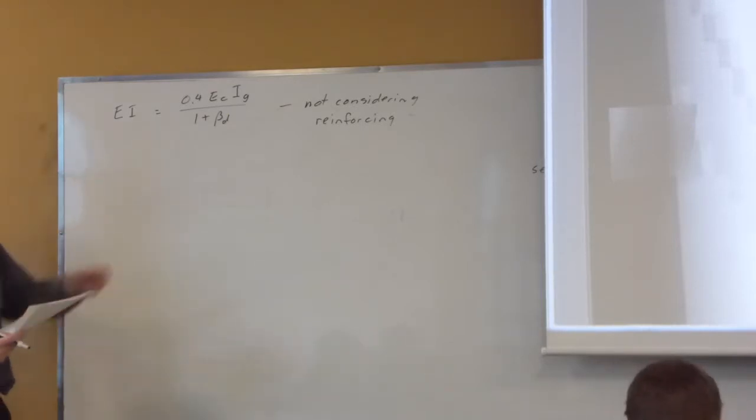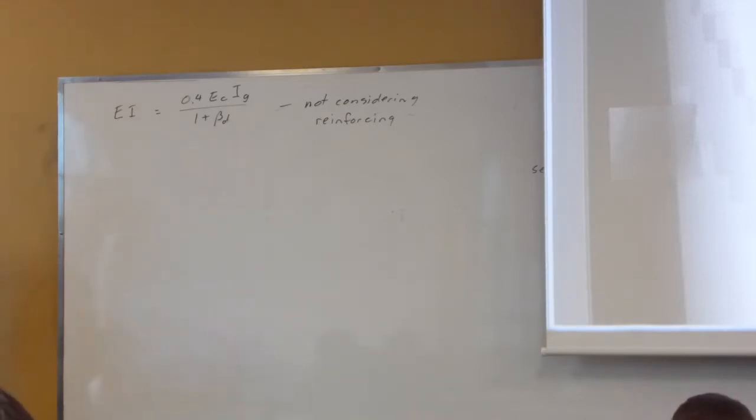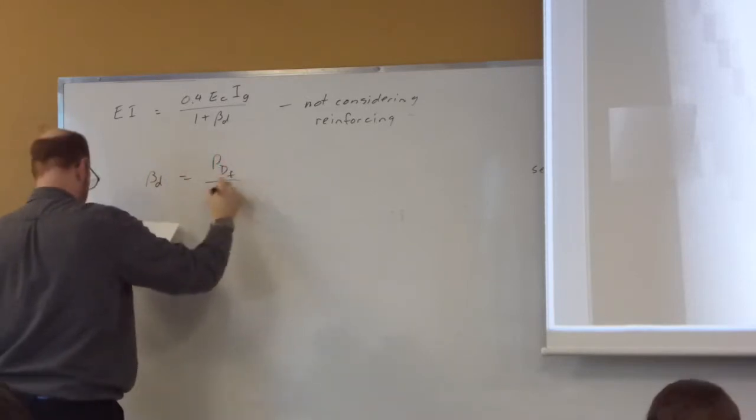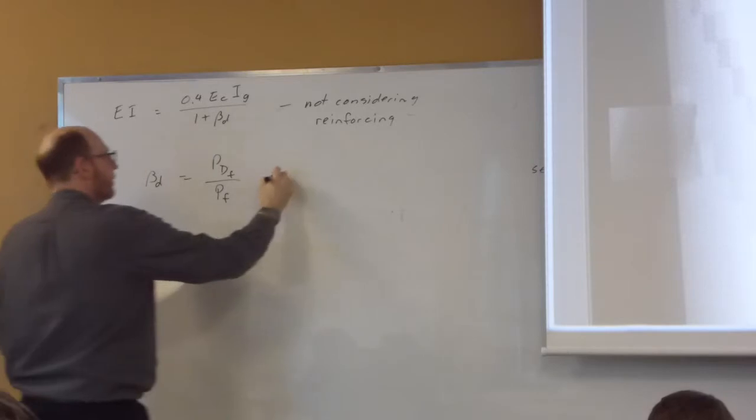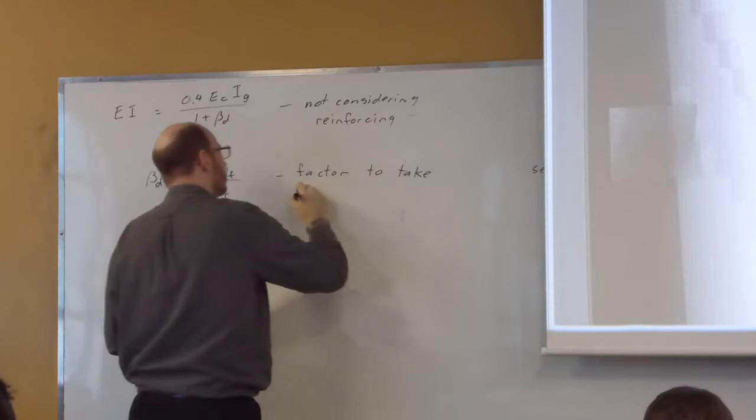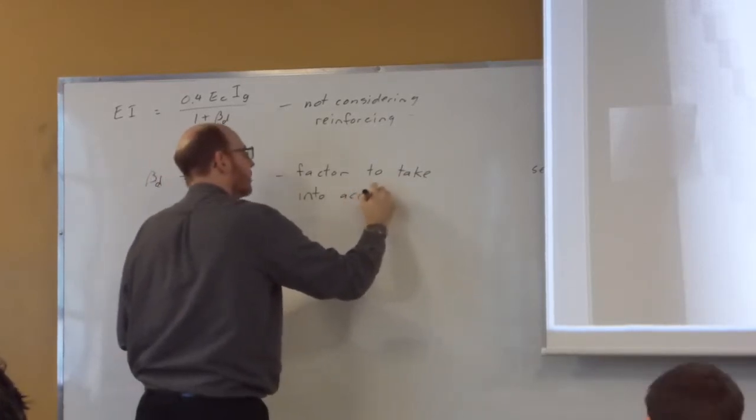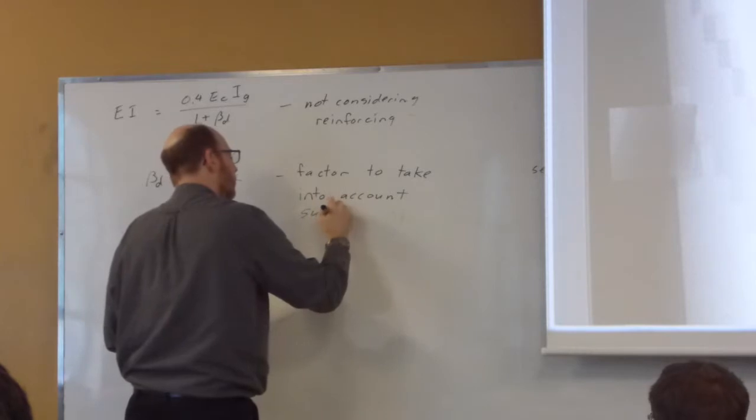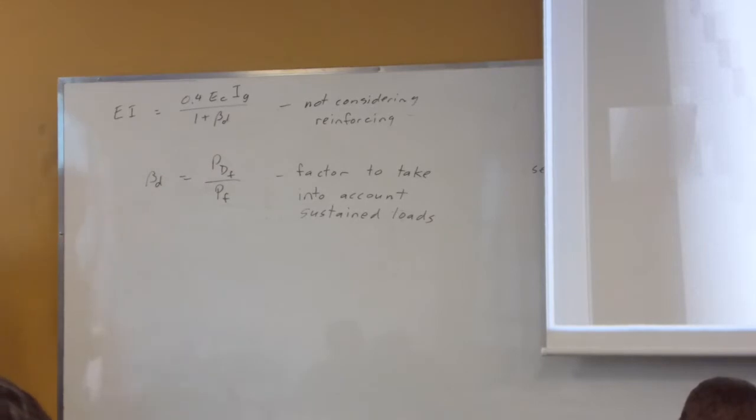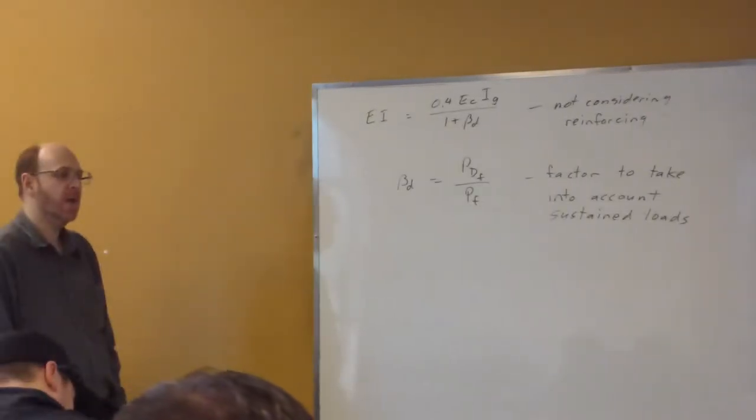Now our beta d term is a factor to take into account sustained loads. So beta d is our Pdf divided by Pf. This is somewhat similar to the rationale behind the Kd factor in wood design. Remember, that was the load duration factor.